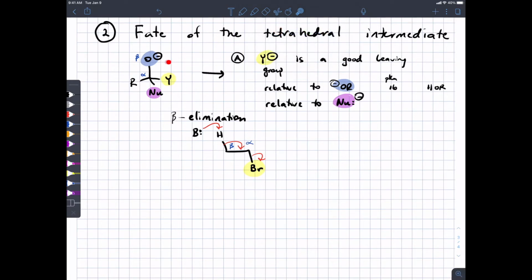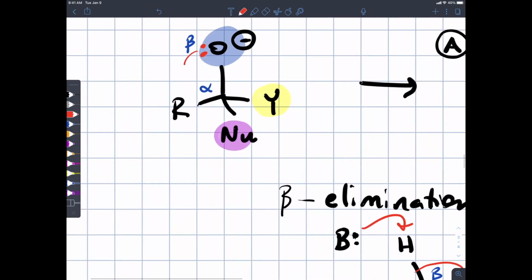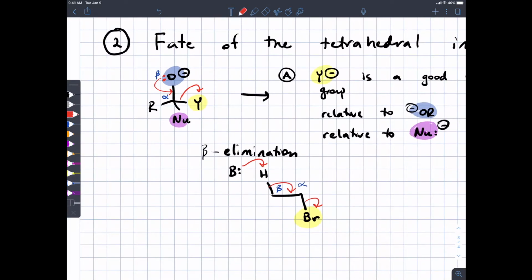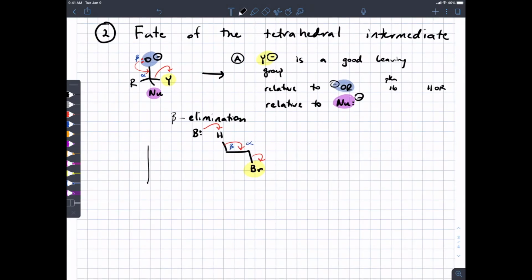The negatively charged oxygen is basically in the same position as this carbon-hydrogen bond. And so just as we did in the E2 reaction, we can have lone pair electrons on the carbonyl oxygen kick down into the antibonding orbital between carbon and the Y group, and the Y group leaves. And that restores the carbon-oxygen pi bond and gives us a molecule where our nucleophile has been swapped out for the Y group.